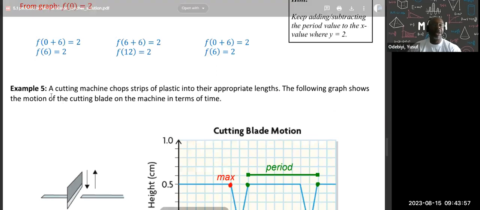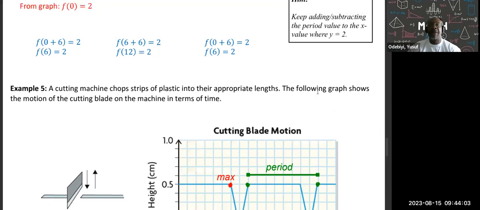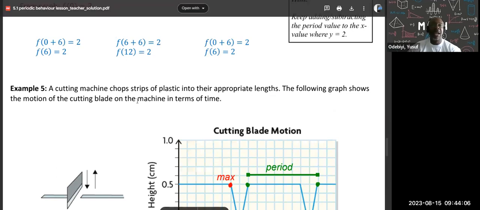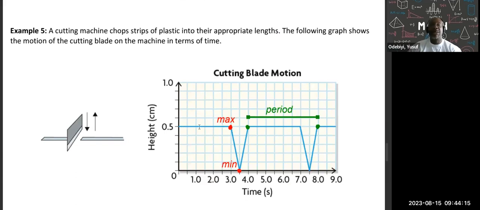So here is like a problem question. A cutting machine chops a plastic into appropriate lengths. The following graph shows the motion of the cutting blade on the machine. So here's the cutting blade on the machine and it's cutting plastic. So you can see here is the max height of the blade. It's at 0.5. And then when it comes down, and goes back up, the time it goes down to go back up, that's going to be the cycle. The max height is 0.5 and the minimum height is 0, okay?